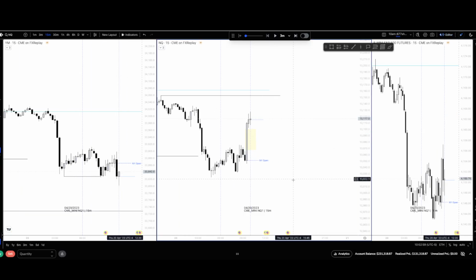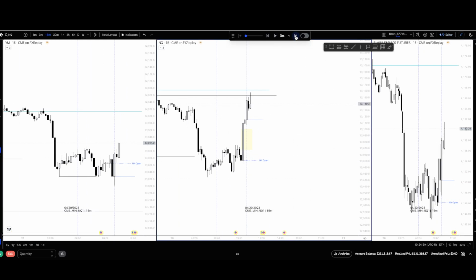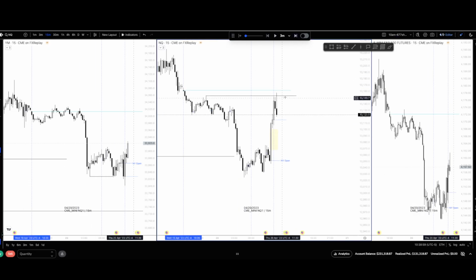So let's wait to see if we can get a 15-minute swing. Okay, well, price just went up to that high there, where now I really wouldn't trade anything anymore because of the fact that we are very high in this range.